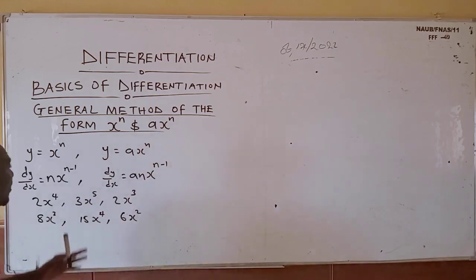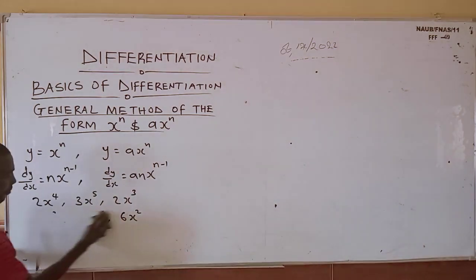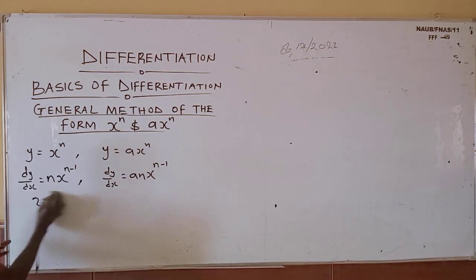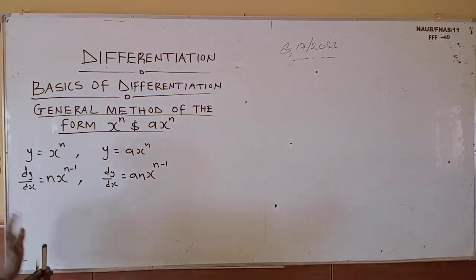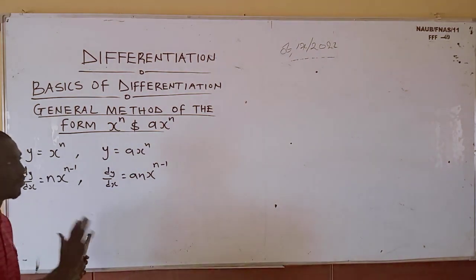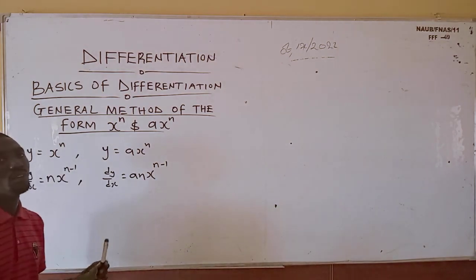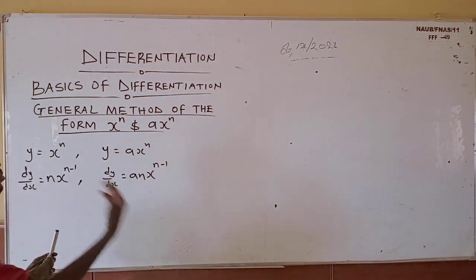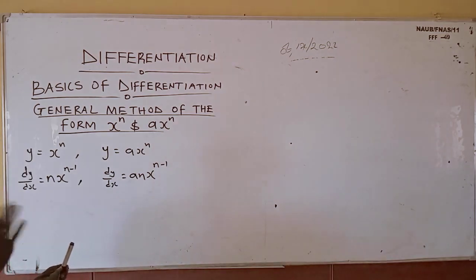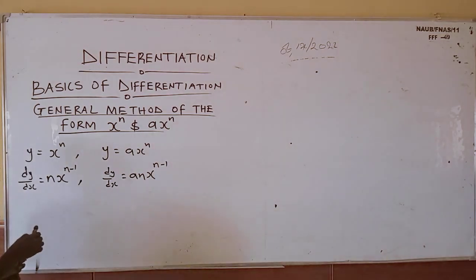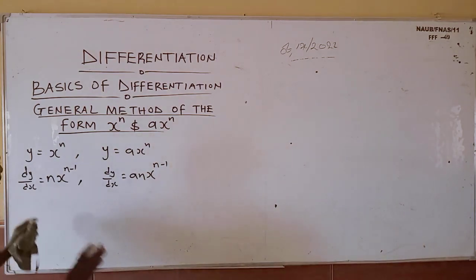Now I told us that this n can be a positive or a negative integer, a number like that. So now let's consider an example where this n is a negative integer. Please, I want us to follow this because these are what you need to know before you go into chain rule, product rule, quotient rule, every other rule like that. If you know all these basics, you will be very good at this course.